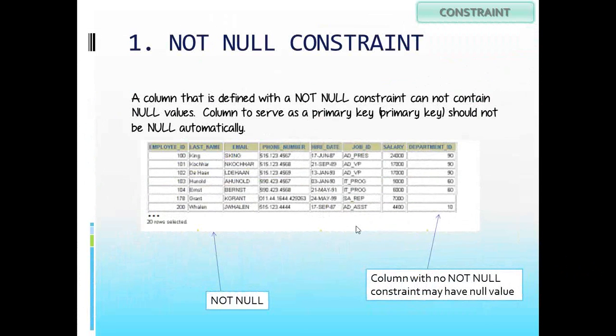1. Not null constraint. A column that is defined with a not null constraint cannot contain null values. A column to serve as a primary key should be not null automatically. Here is the example. We have this table. Here is the not null constraint. We can see that there are no null values in this column. And here is a column with no not null constraint, so it may have null values.